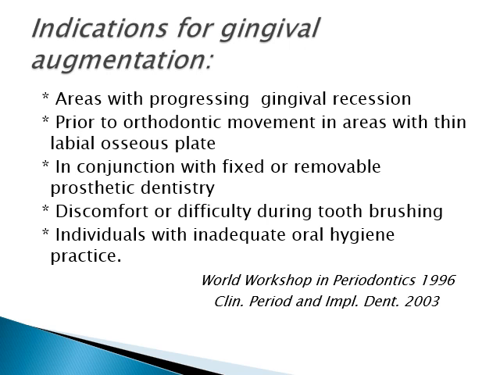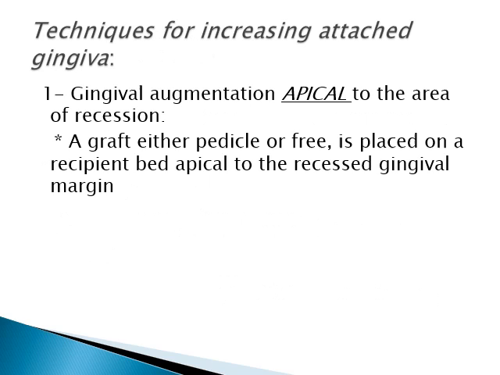Indications for gingival augmentation. Why do I need to increase the width of attached gingiva? Number one, an area with progressive gingival recession. Prior to orthodontic movement in an area with a thin labial osseous plate, in conjunction with fixed or removable prosthetic dentistry. Discomfort or difficulty during tooth brushing. Individuals with inadequate oral hygiene. These are the indications for gingival augmentation.